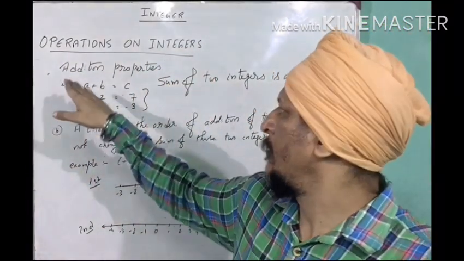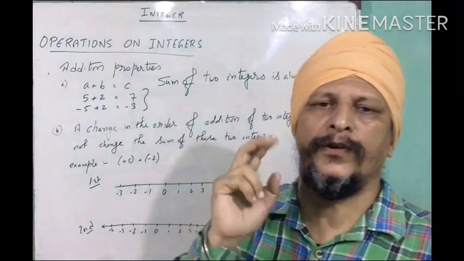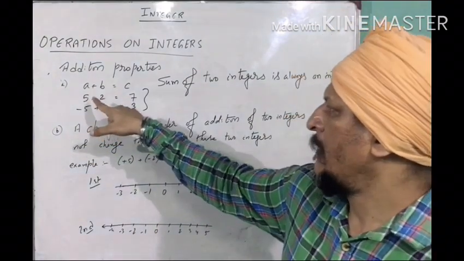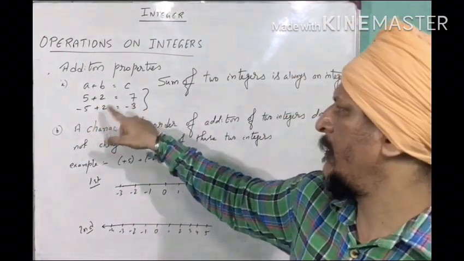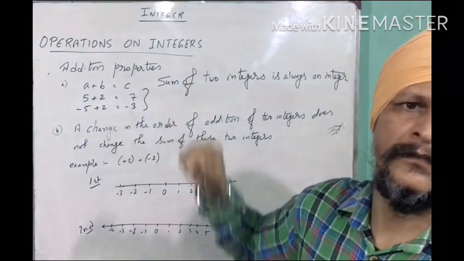Hello, I am now discussing the operations of integers. Number 1 is the addition property. You must keep in mind the sum of two integers is always an integer. As for example, 5 plus 2 is 7, and -5 plus 2 is -3. So both are integers.